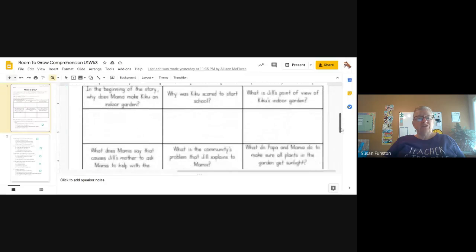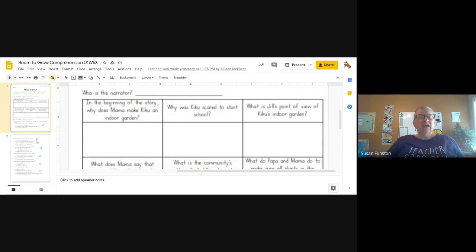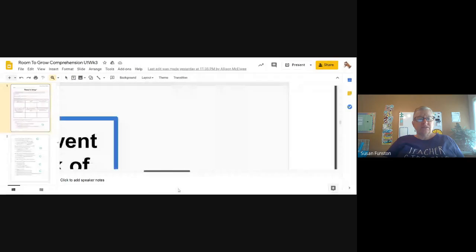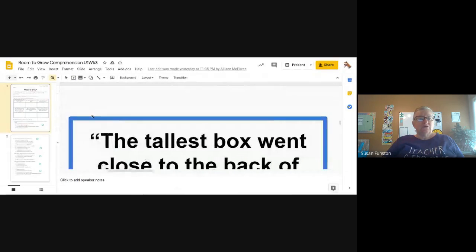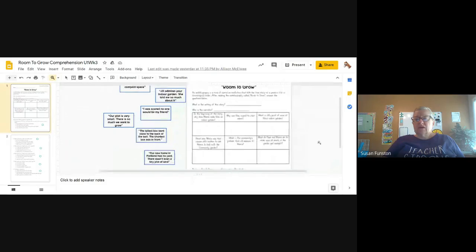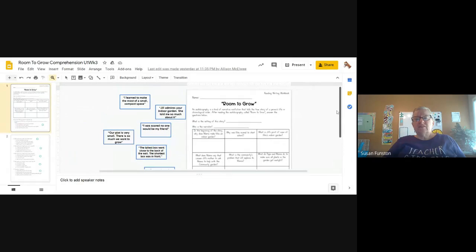And we're going to move down here to these boxes. In the beginning of the story, why does Mama make Kiku an indoor garden? So now we're going to have to look at our boxes. I'm going to have to make this a little smaller. Okay, and so we're going to look in these boxes and we're going to find the one that answers the question. In the beginning of the story, why does Mama make Kiku an indoor garden?